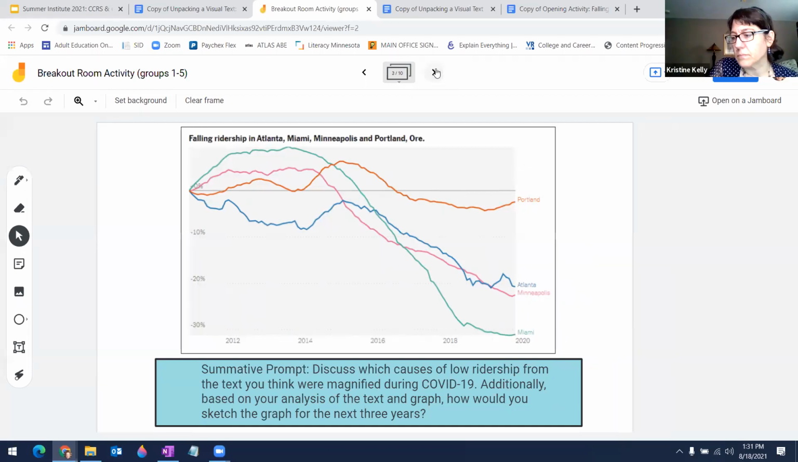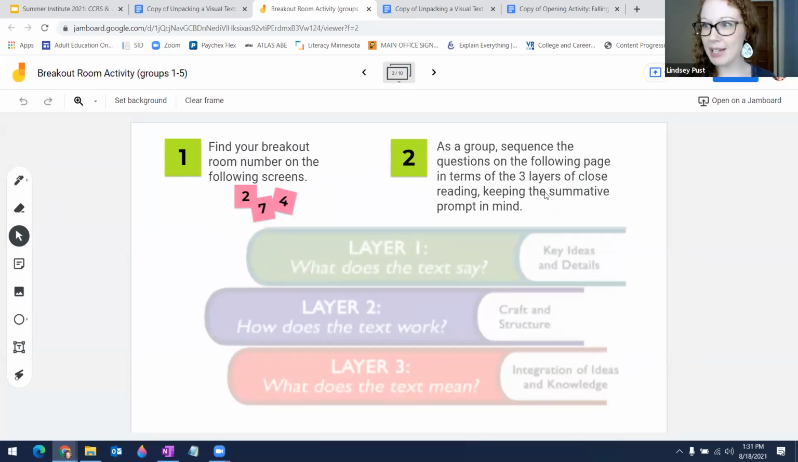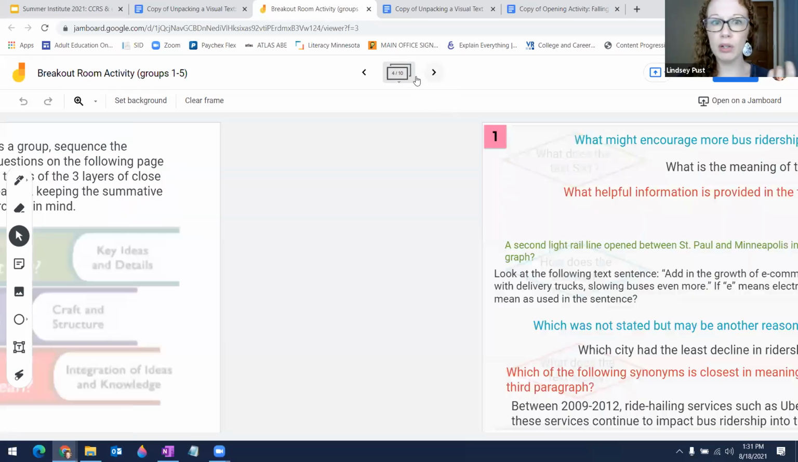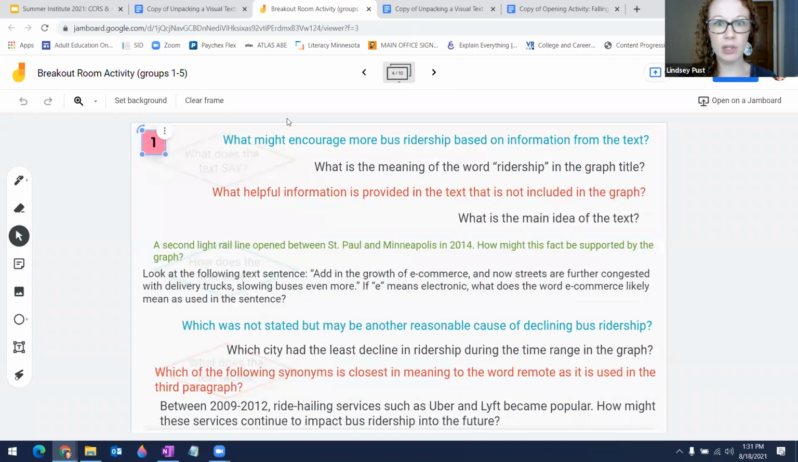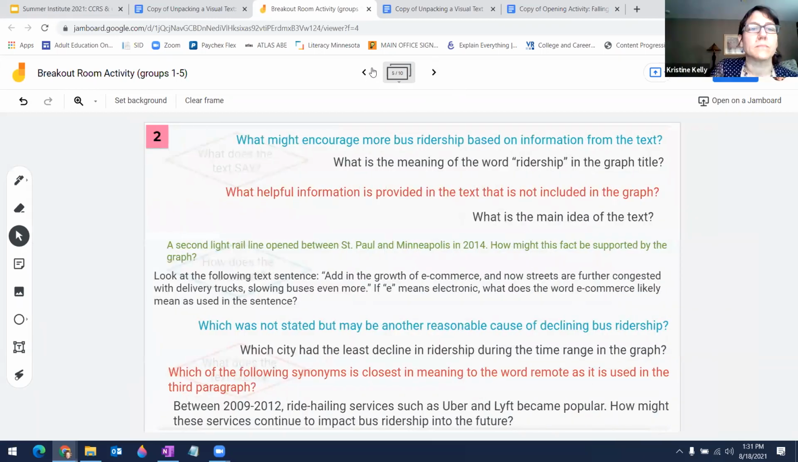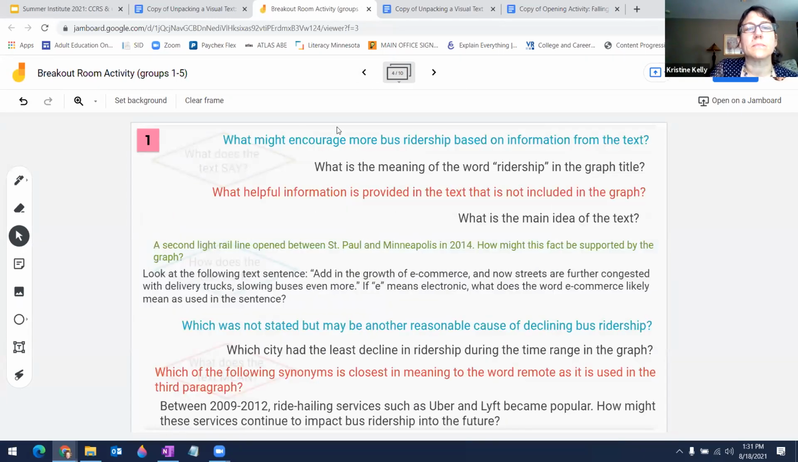Then on screen 3, this is just a reminder of the directions. And so here are the directions. Find your breakout room number on the following screens. So when you go to the breakout room, it'll say joining room 2 or joining room 5, and it will also be on the top left of your screen, I believe. But then you will go and find the pink 1 or 2 or whatever your number is, okay?